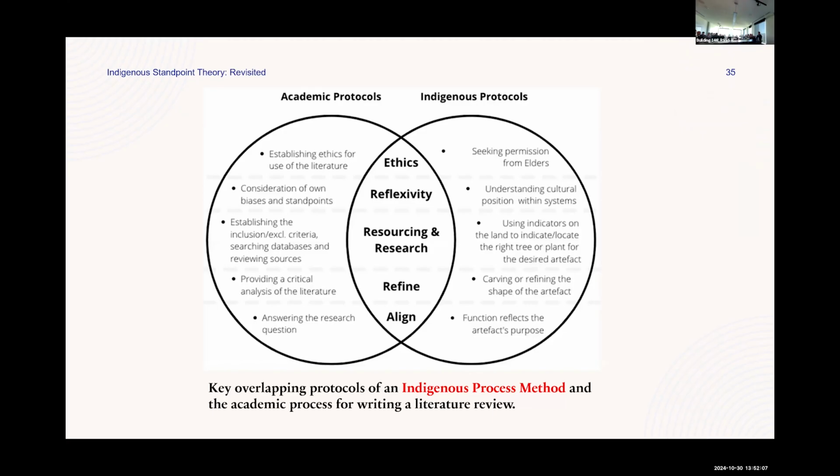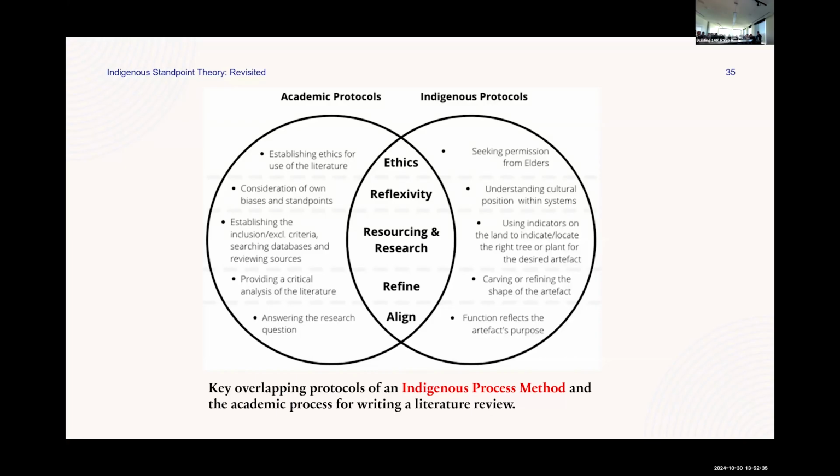Now, this is the overlapping protocols. Now, Mark talks about ethics, reflexivity, resourcing and research, refinement and alignment in this Indigenous process model. This I see as the development of my model into a wonderful, more structured model that is easier to understand. Mine was more imagery and more about the psychological aspects of the research. This, I think, is far more practical.